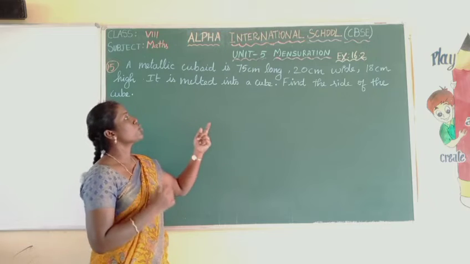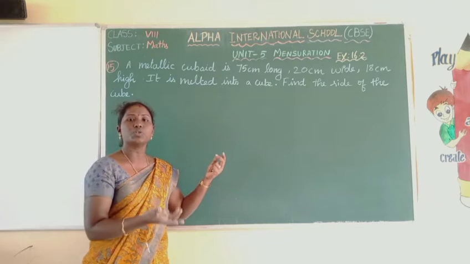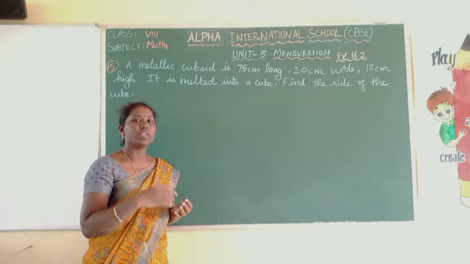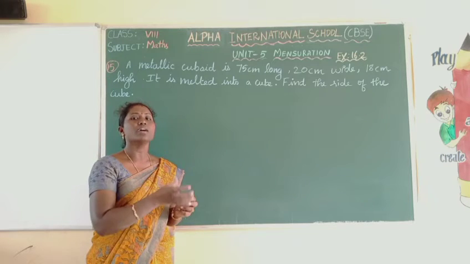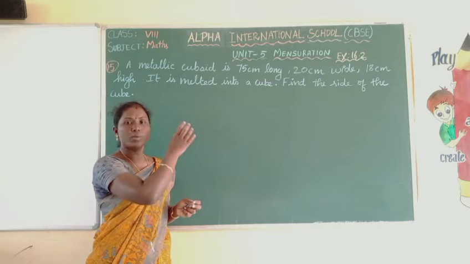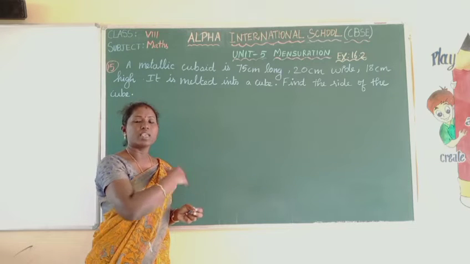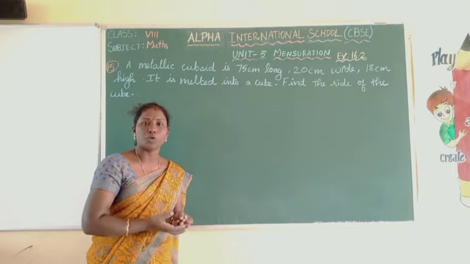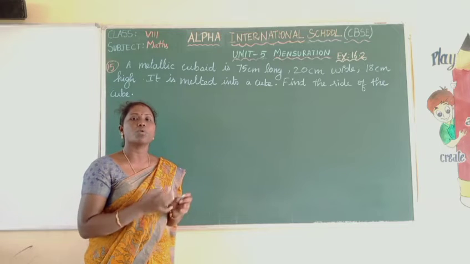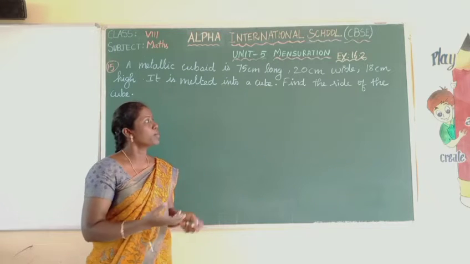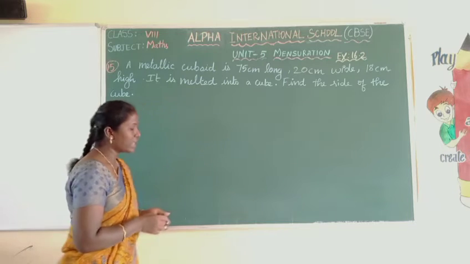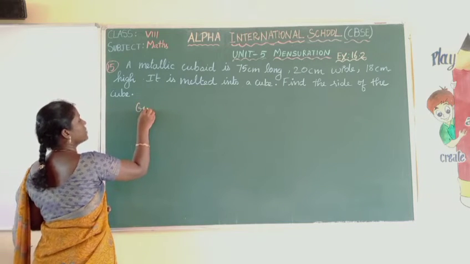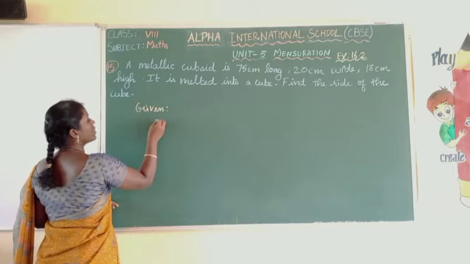Here, a metallic cuboid is changed into a cube. Maybe its size may differ, but what is common here is the volume. Whatever the volume of the cuboid is, that same thing will be converted into a cube. So we are going to equate the volume of the cuboid to the volume of the cube, and we are going to find the side of the cube. First, write the given.